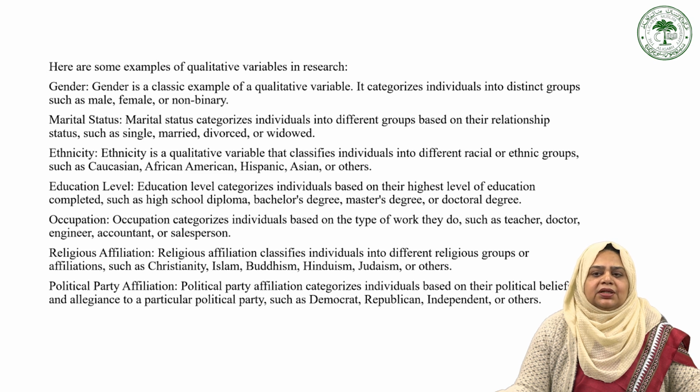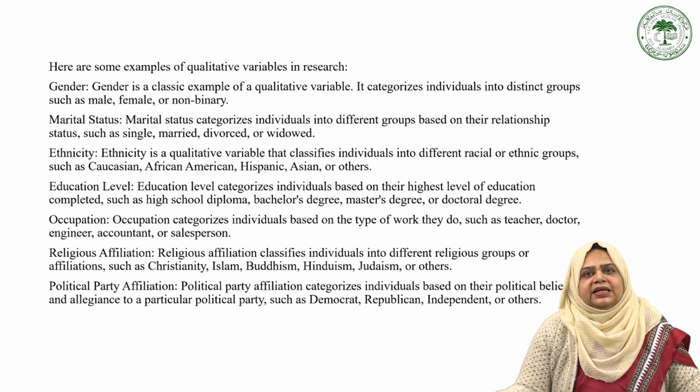Marital status groups people based on their relationship status, such as single, married, divorced, or widowed. Ethnicity sorts individuals into different racial or ethnic groups such as African American, Hispanic, Asian, or others. Education level groups people based on the amount of education they have, ranging from high school diploma to a doctoral degree.